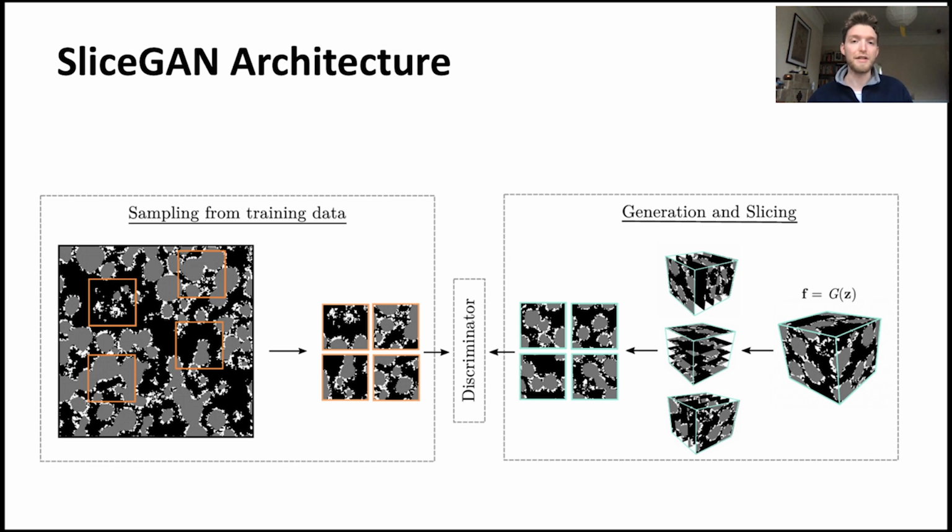So to get around this, what SliceGAN does is it takes slices along the X, Y, and Z direction of that fake generated sample and compares those to the real dataset instead. And after this, we can train our GAN in a pretty conventional way, and it learns to generate 3D volumes where each slice looks realistic, instead of comparing the volume as a whole.